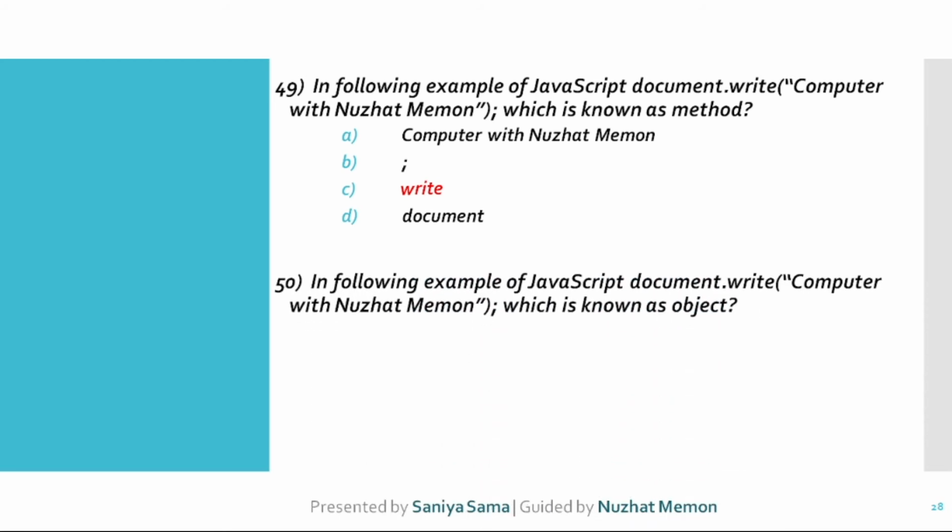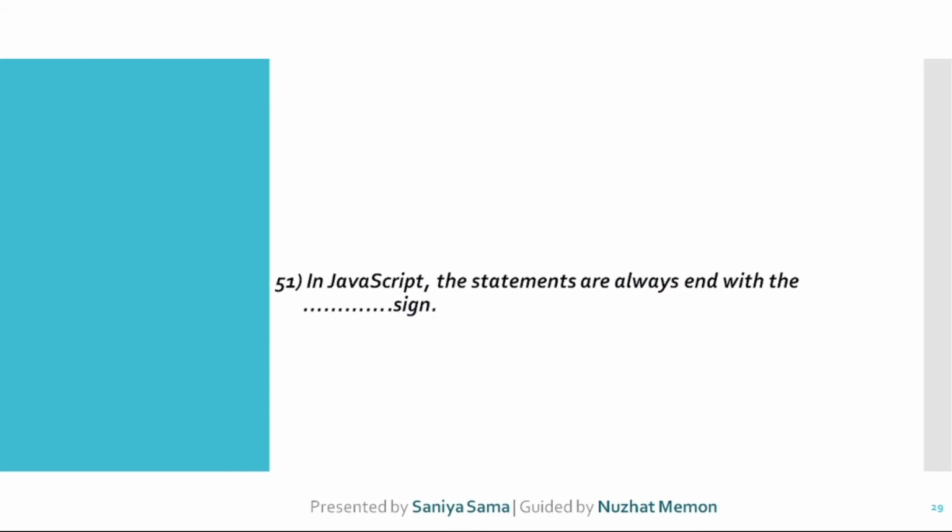50. In the following example of JavaScript document.write, computer with Nuzhat Memon, which is known as object. Option A computer with Nuzhat Memon, option B semicolon, option C write, option D document. The answer is document.